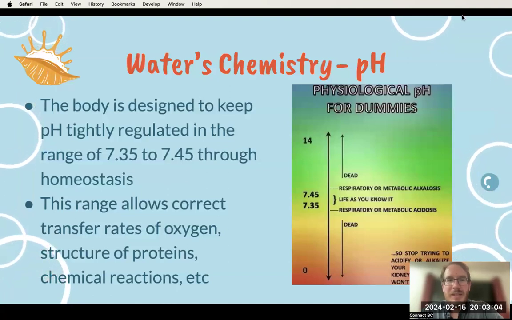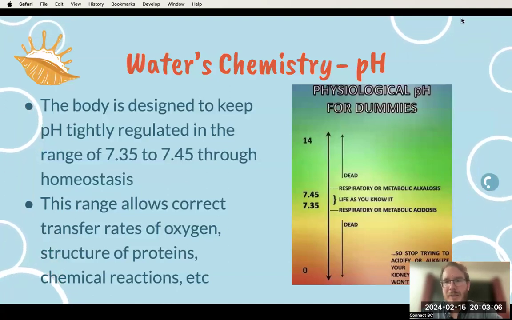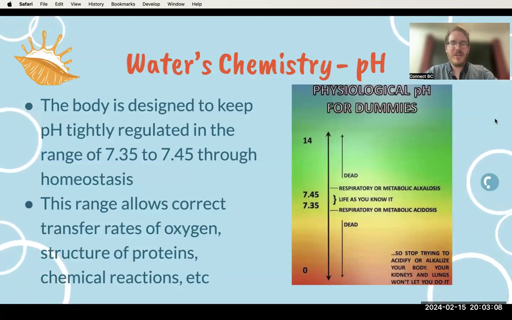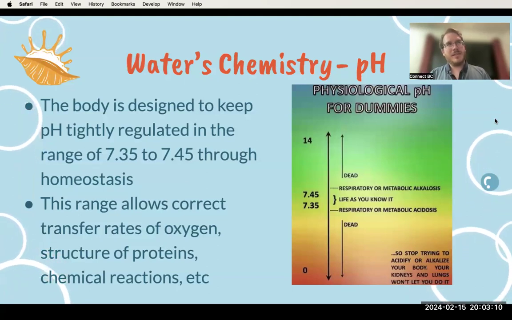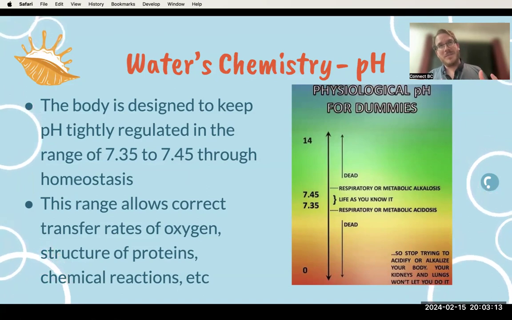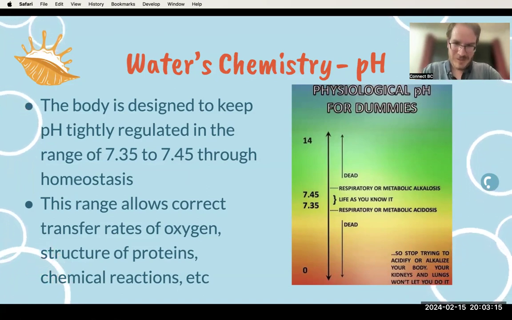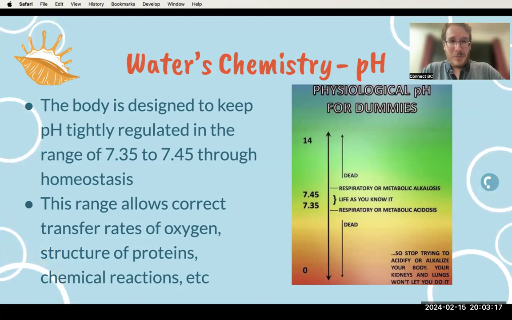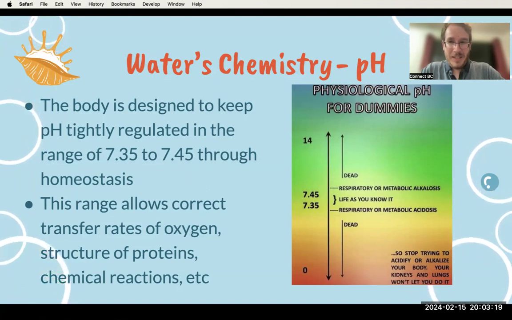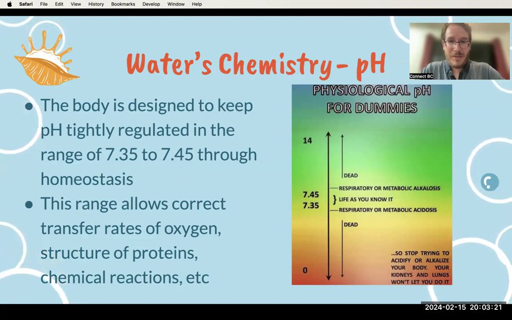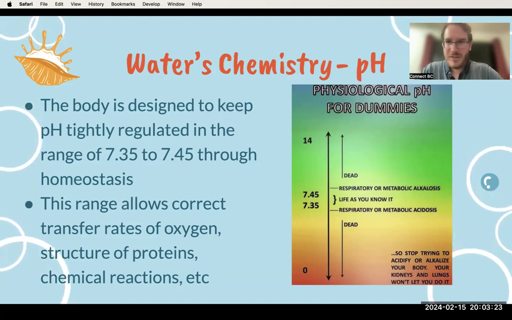All right, so in the body, we have pH. So our blood has a pH. Our blood can be moved to be slightly more acidic or slightly more basic than it is before, but our body will tightly regulate pH because pH will muck with all the chemical reactions in your body.